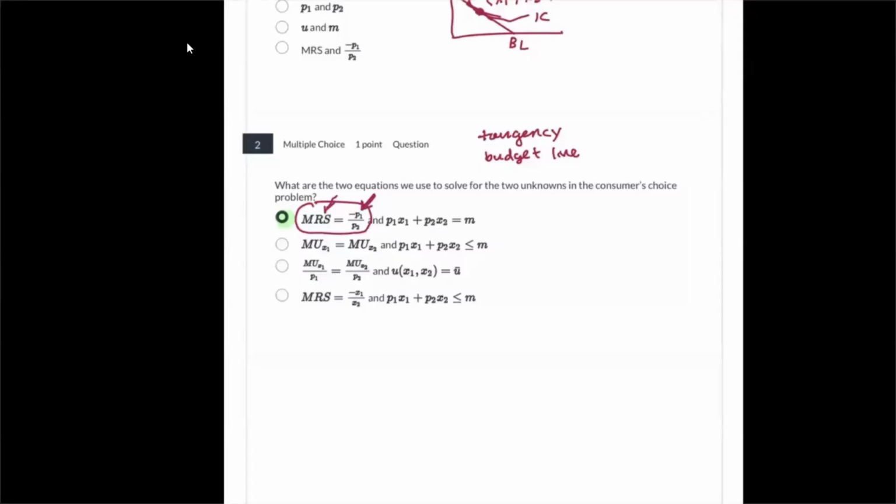So that's the tangency condition, and the budget line is just that our expenditure, the price of good one times the amount of good one that we buy, plus the price of good two times the amount of good two that we buy, is equal to our income, which is M.